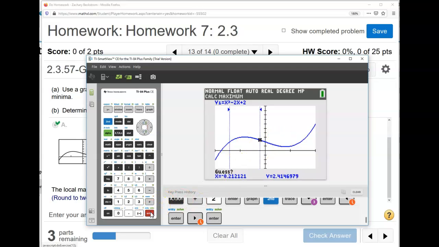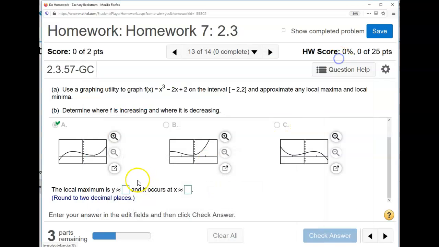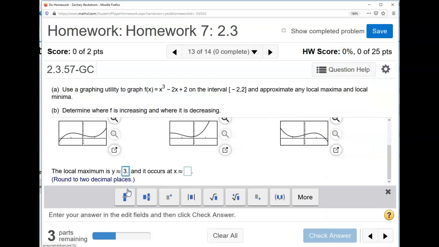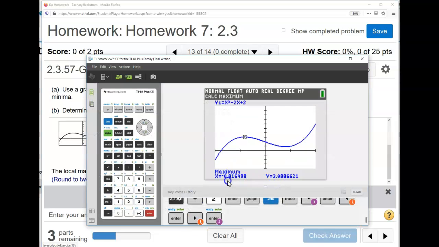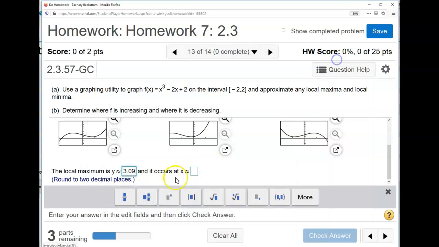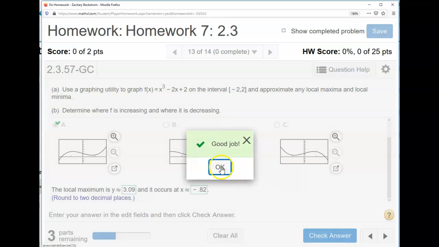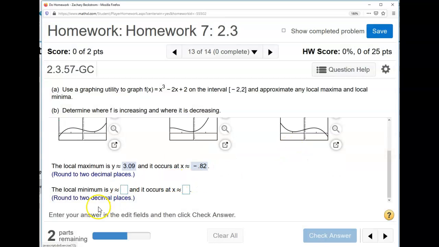Hit enter, and we don't want to guess. We just want to hit enter again. And the maximum there, the y value is going to be 3.09. So we're going to put 3.09, and the x value there is going to be -0.82. And there we go.